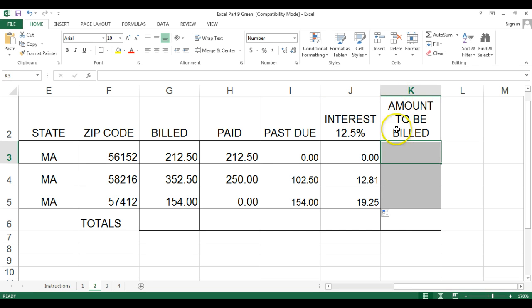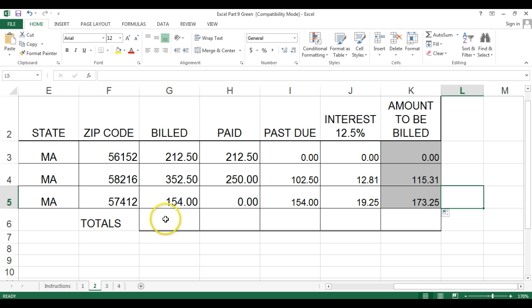Now once again, how much do we have left to owe the credit card company after we add the interest? So starting in cell K3, like I said before, in this one you can do it how you want to do it. I'm just going to do it the long way for this because it's only 2 cells we're adding together. So we're going to do equal sign past due plus interest. Click on my answer and pull it down.